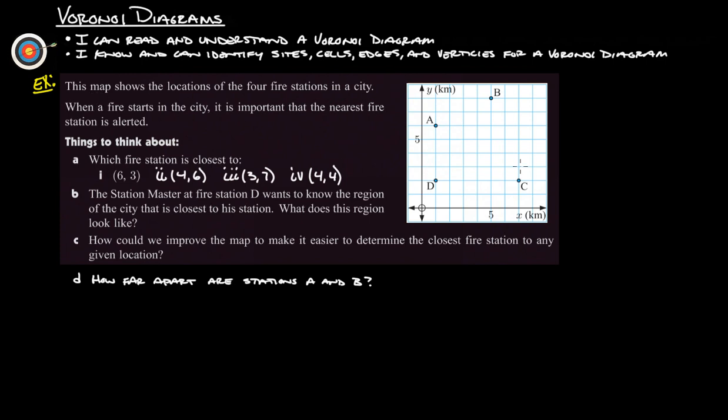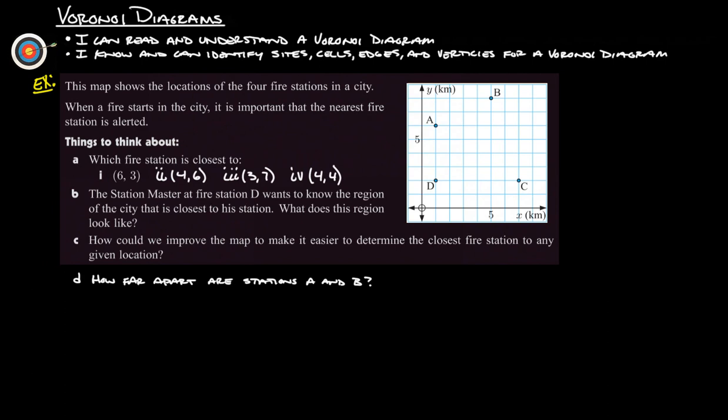But before we actually do it, we're going to talk about some of the definitions here. But let's take a look. This map shows the locations of 4 fire stations in a city, A, B, C, and D. When a fire starts in the city, it's important that the nearest fire station is alerted. Which fire station is closest to all these points, and then they're going to ask us some other questions.